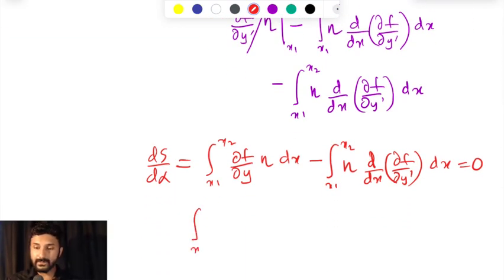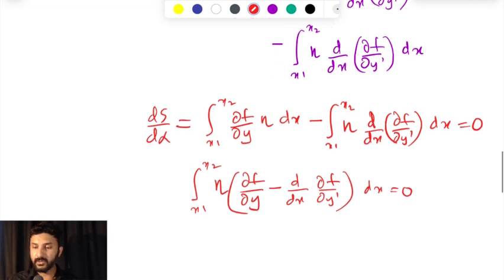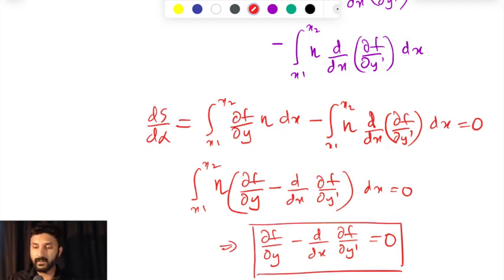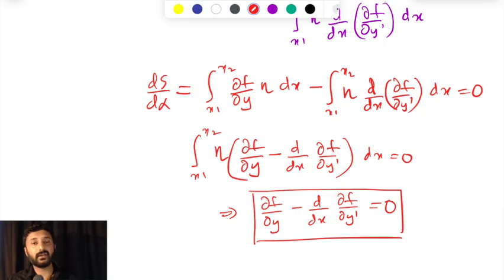Now you can look at this as a single integral. You can club it back together, take eta common, and what you end up with is dou f by dou y minus d by dx of dou f by dou y dash, which should be 0. What does this imply? This implies that dou f by dou y minus d by dx of dou f by dou y dash should itself be 0. The fact that this integral is 0 and eta is not 0 in general means this entire thing must be 0, and this is the Euler-Lagrange equation that we spoke of in the beginning.